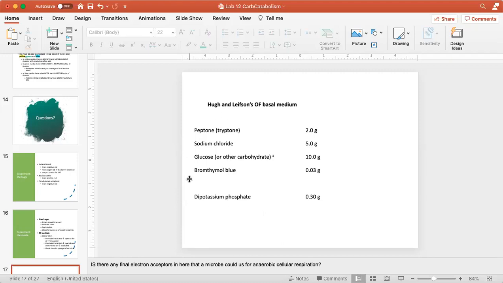Now, take a look. Are there any final electron acceptor molecules in here that an organism could use to do anaerobic cellular respiration? Do you see any nitrate? Do you see any sulfate? Do you see any carbonate? No, there's nothing like that in here. This media will only support aerobic cellular respiration. Hey, how does the oxygen get in there? Because I don't see oxygen in the list either.